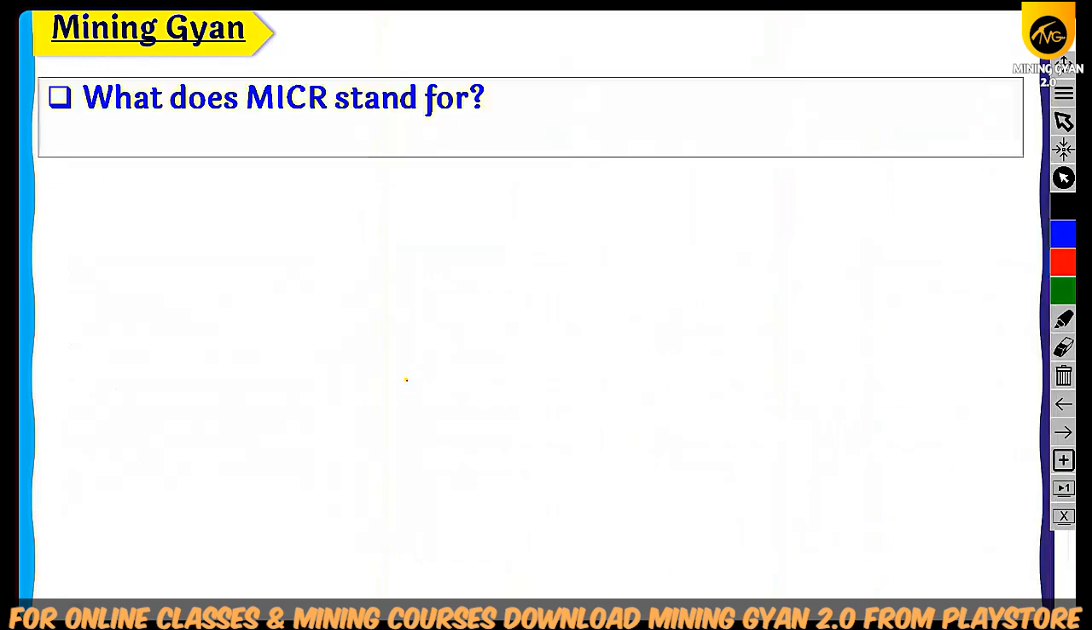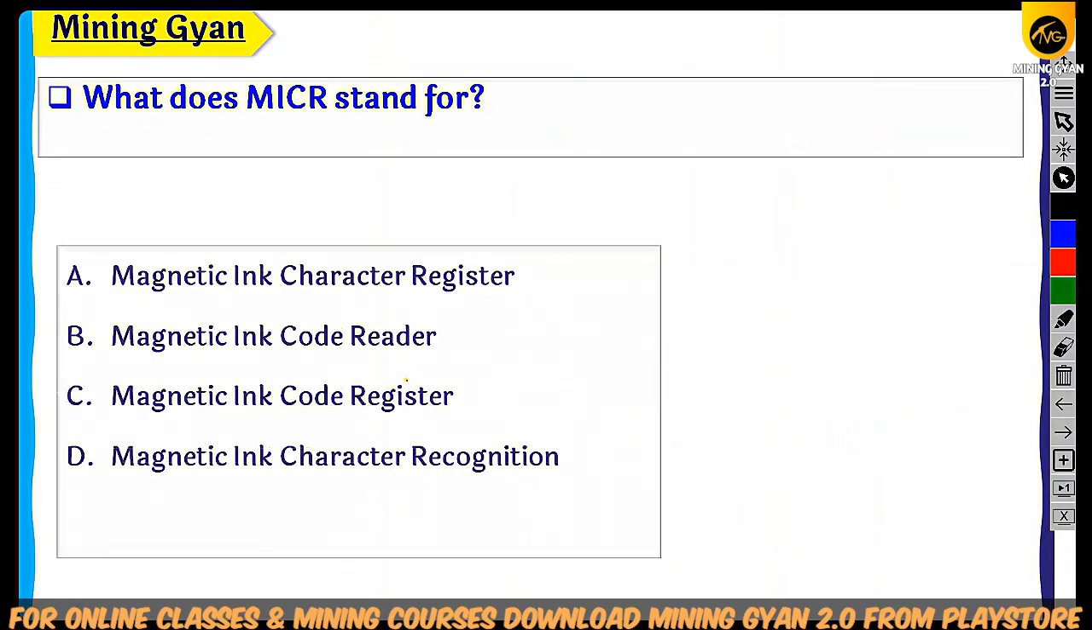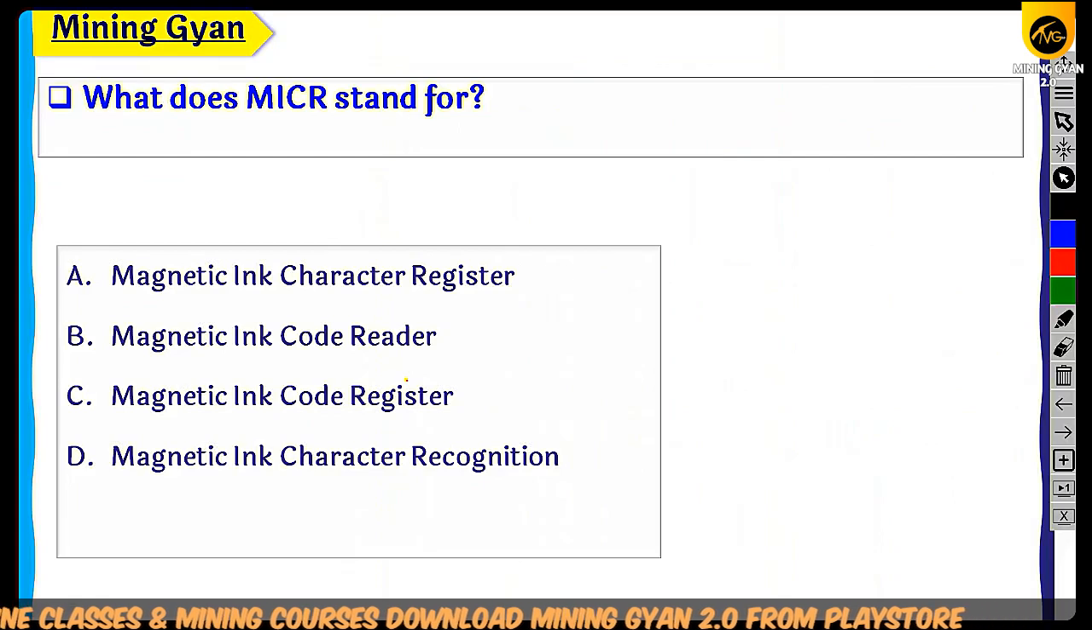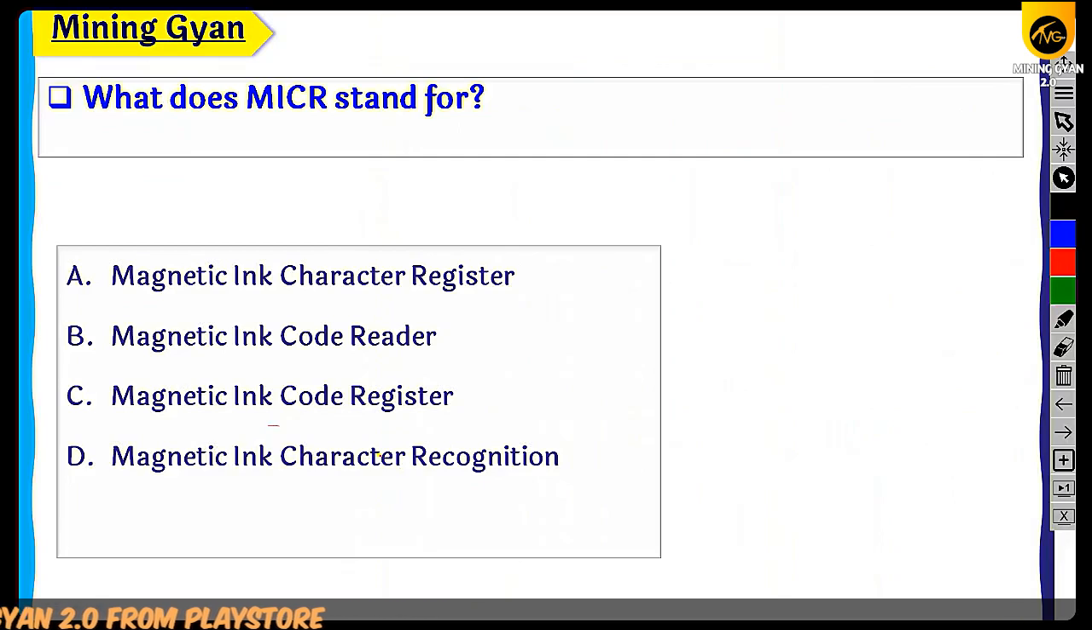Okay, the next question is what does MICR stand for? The full form of MICR. First is magnetic ink character register. Second is magnetic ink code reader. Third is magnetic ink code register, or magnetic ink character recognition. So basically the full form of MICR is magnetic ink character recognition. So option D is the correct answer.